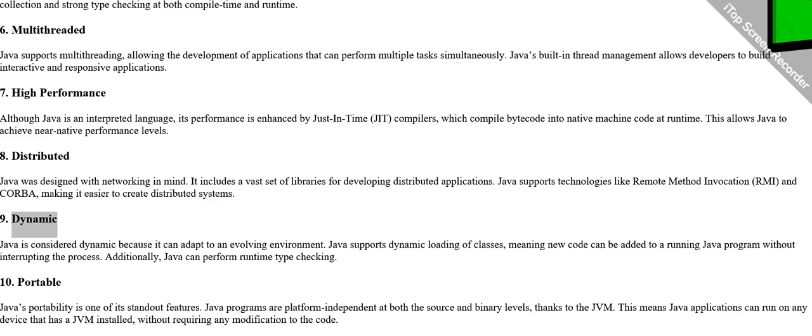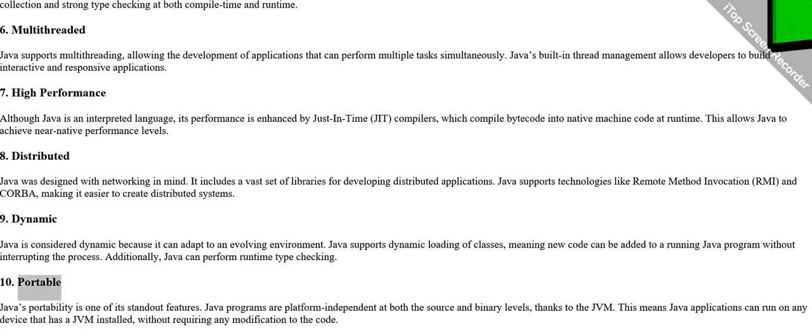9. Dynamic. Java is considered dynamic because it can adapt to an evolving environment. Java supports dynamic loading of classes, meaning new code can be added to a running Java program without interrupting the process. Additionally, Java can perform runtime type checking.